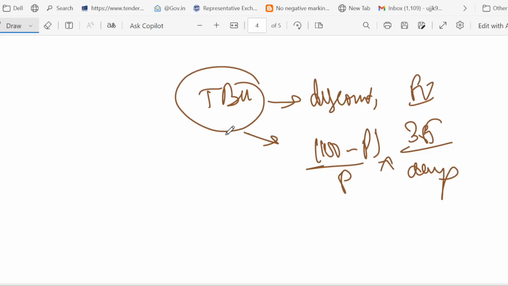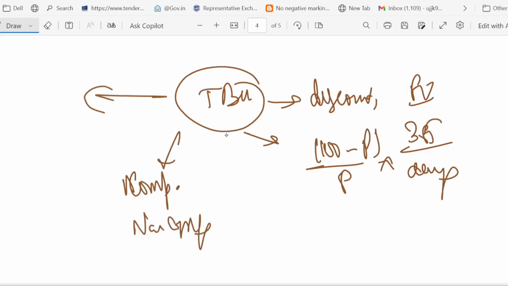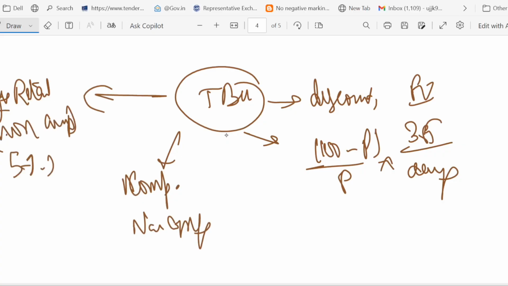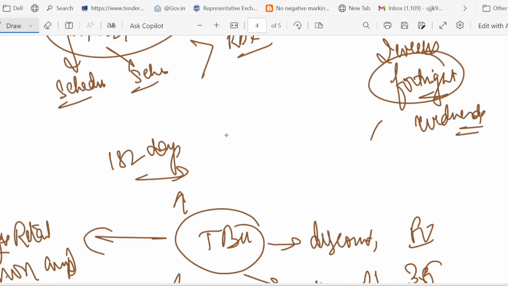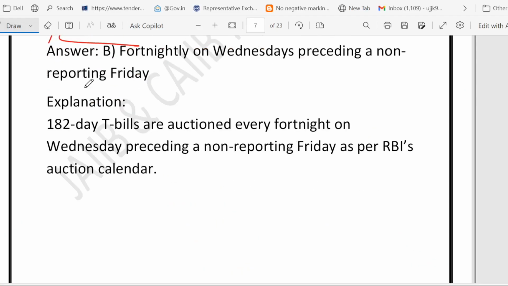Auction: two types of auction, competitive and non-competitive. Right, retail investors are allowed, but the limit is non-competitive route only. They are not allowed through competitive. They are allowed through the non-competitive route only, and the limit is 5%. And the last point I just discussed, that the 182 days treasury bill, remember, they are auctioned fortnightly, on Wednesday before a non-reporting Friday. That is how treasury bills work. Simple, safe, and super important for understanding the money market.